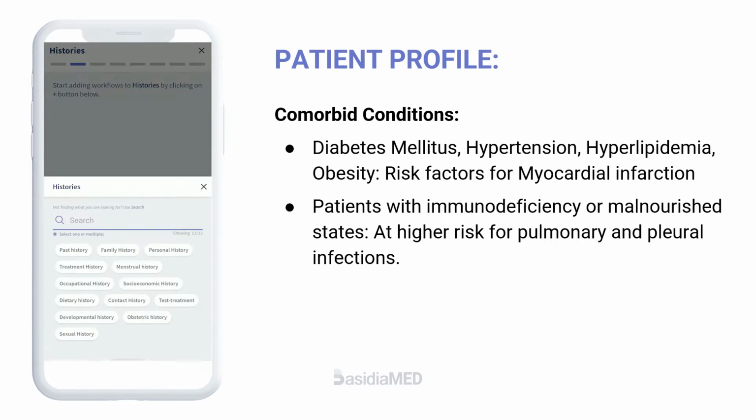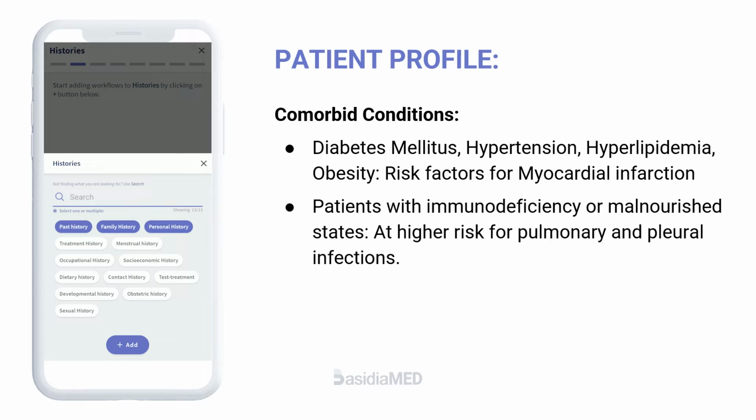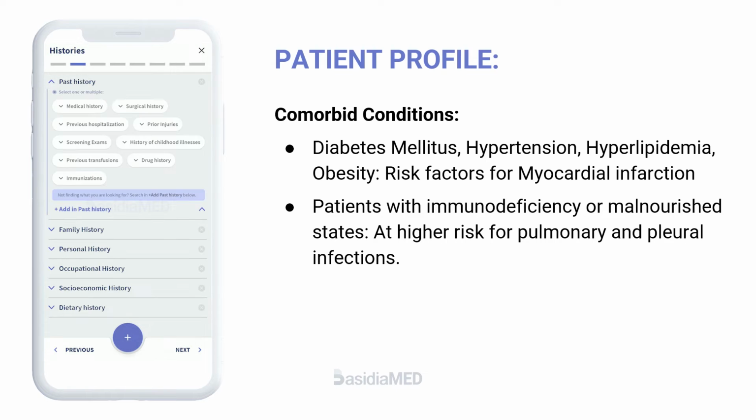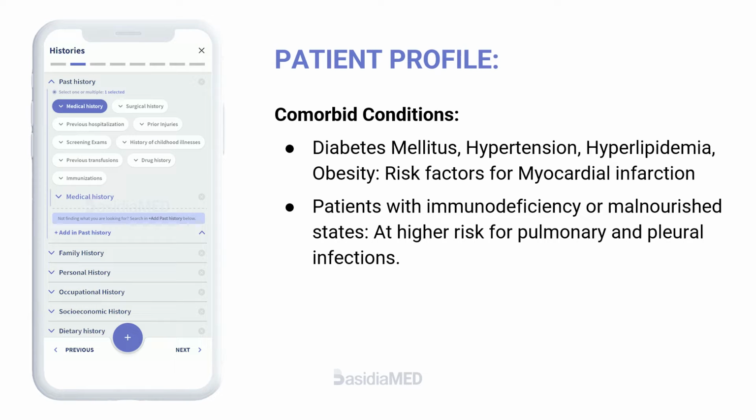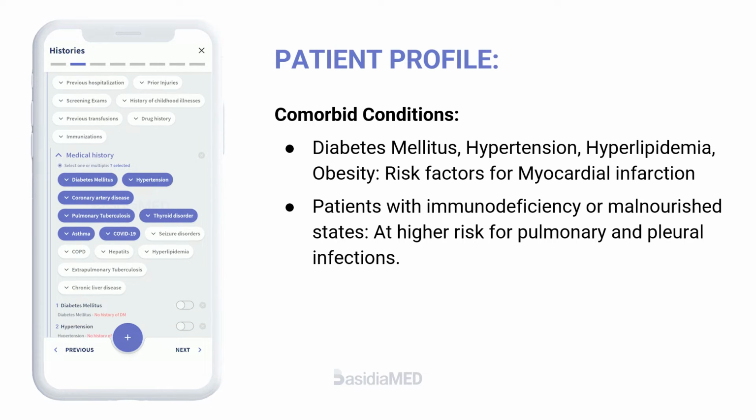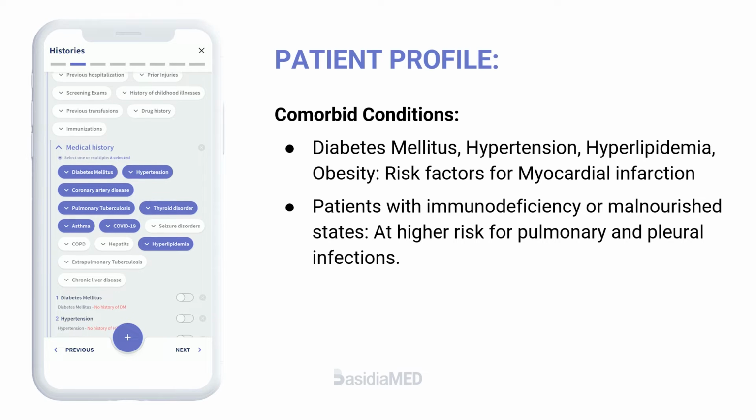Comorbid conditions. Ask the history of diseases which are considered as risk factors for myocardial infarction, such as diabetes mellitus, hypertension, hyperlipidemia, and obesity, etc. A patient with immunocompromised malnourished state is at higher risk of developing recurrent pleural and pulmonary infections.